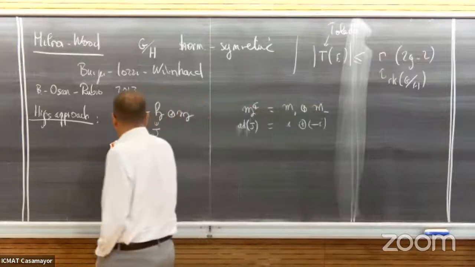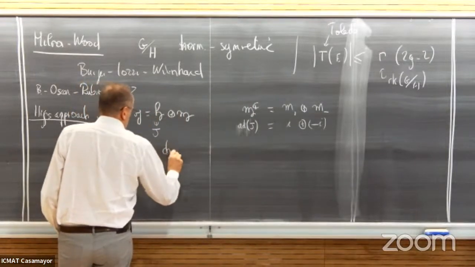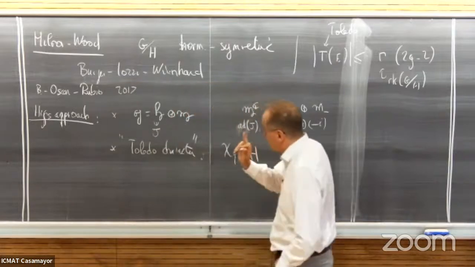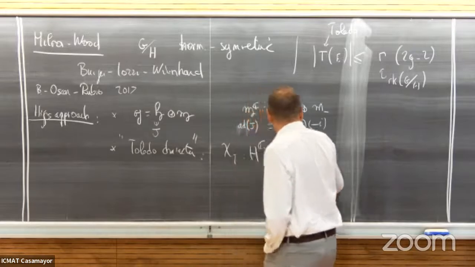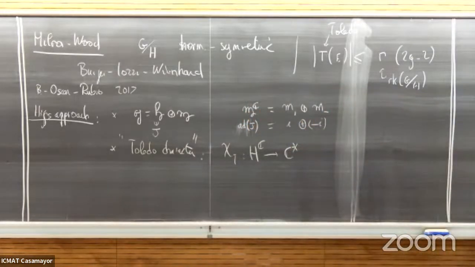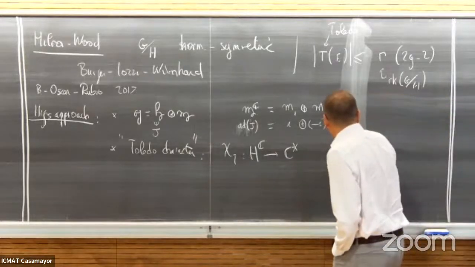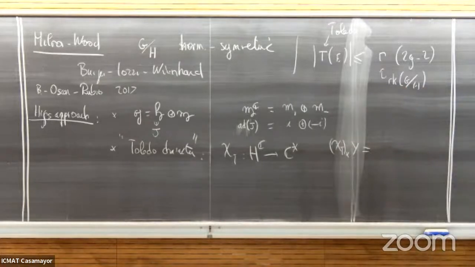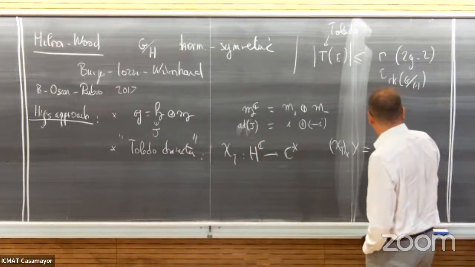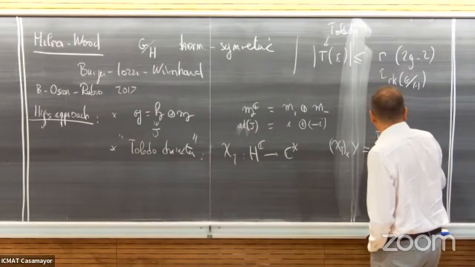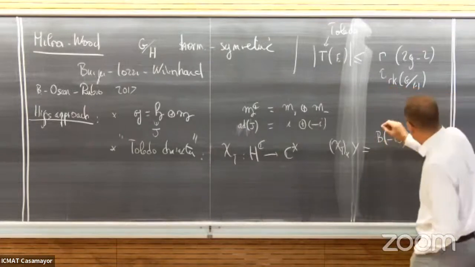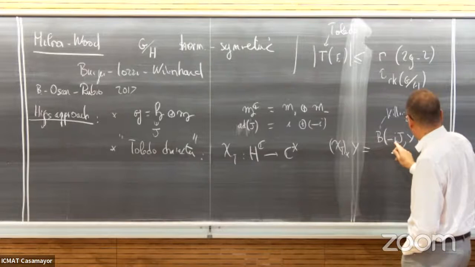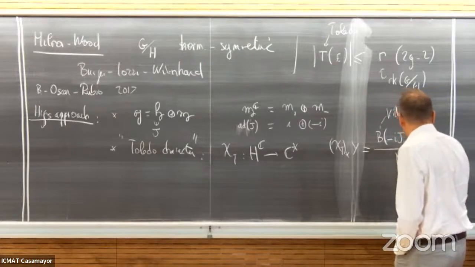Now there is a Toledo character, what we call the Toledo character, which is a character not of G, but of H^C, whose differential is basically just given by this element J. So if I want to write in terms of the Killing form, if B is the Killing form, it's a multiple of the Killing form when I evaluate on minus iJ. And you have to divide by the dual Coxeter number.